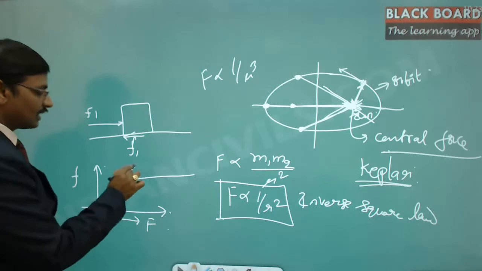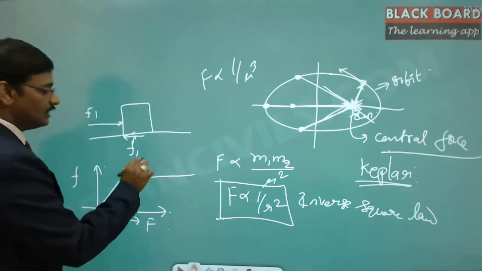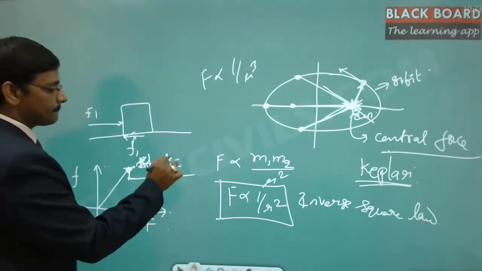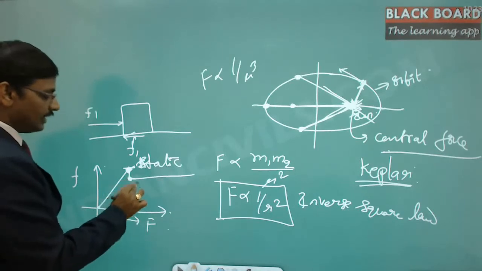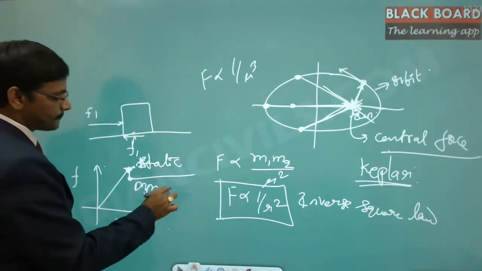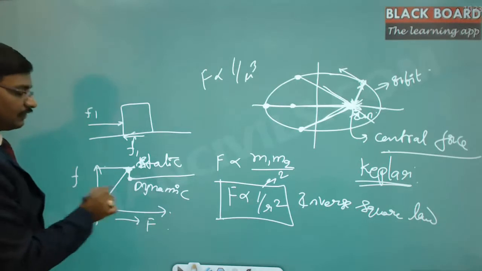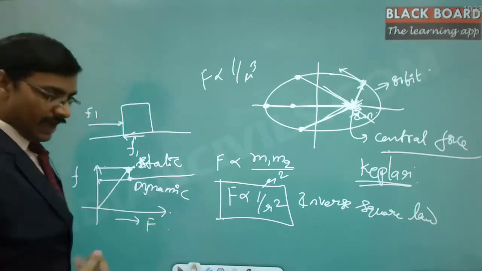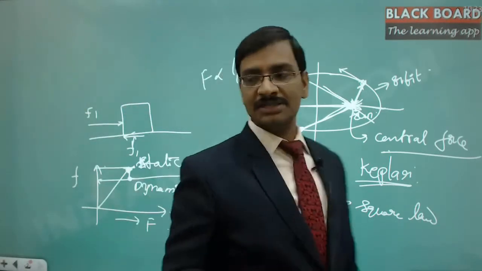So this is called the kinetic friction. So this is called the static friction. And then this is called the dynamic friction. So this is the static friction and this is the dynamic friction. Dynamic friction is always lesser than the static friction.